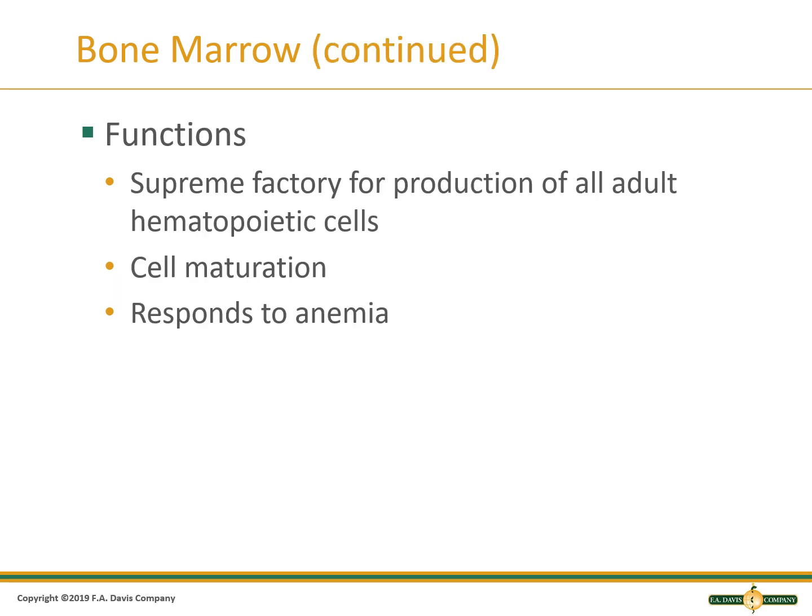So the functions of the bone marrow are, number one, the supreme factory for production of all adult hematopoietic cells. It also functions as where the cell maturation occurs, as well as responding to any type of anemia. It will kick in and produce more red blood cells based upon what's happening with the body.